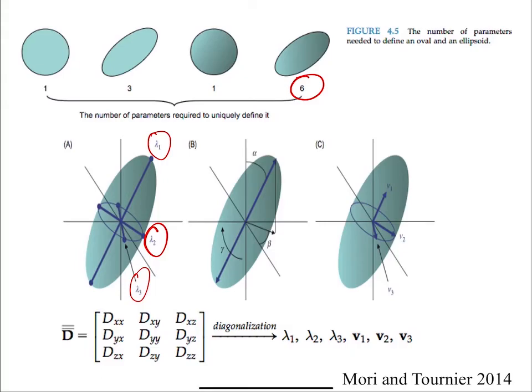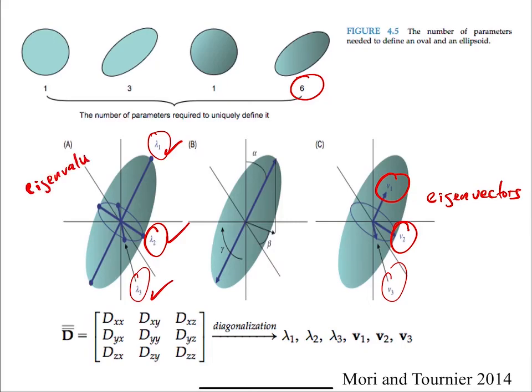Okay, and so for the ellipsoid, you need the lengths of those axes, lambda 1, lambda 2, and lambda 3, and you also need the directions, v1, v2, and v3. So these are your eigenvectors, and these are your eigenvalues. The eigenvalues are used quite a bit in terms of figuring out how anisotropic things are, and the eigenvectors are going to be used to tell you which direction the diffusion is going. So they're both actually going to be used. All right.